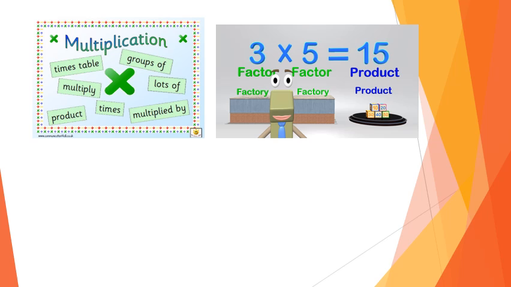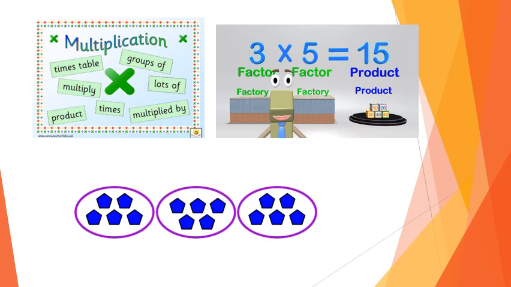This little picture relates that to a factory, where you have your groups or the things that you're making, and it equals a product. If we think of 3 times 5 in a picture, you can see 3 groups of 5 of something, which will equal a total of 15.